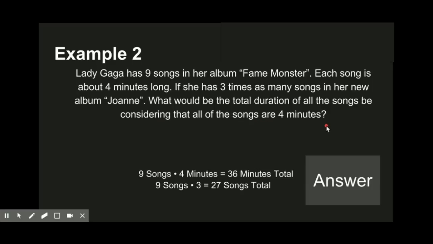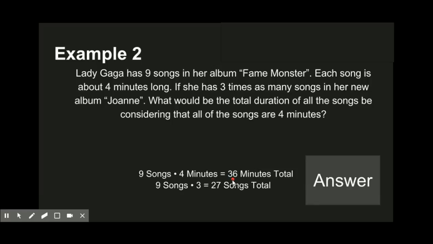First, we have to find out how long her album is in Fame Monster. Well, if Lady Gaga has 9 songs and all of them are 4 minutes, we have to multiply 9 and 4. Pause the video here to figure out how long Lady Gaga's Fame Monster album is. If you multiplied 9 and 4, you should have gotten 36 minutes long.